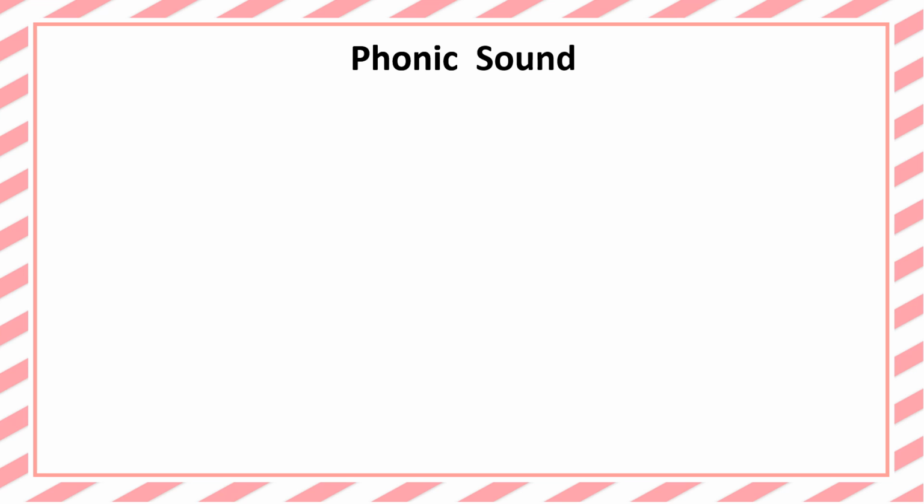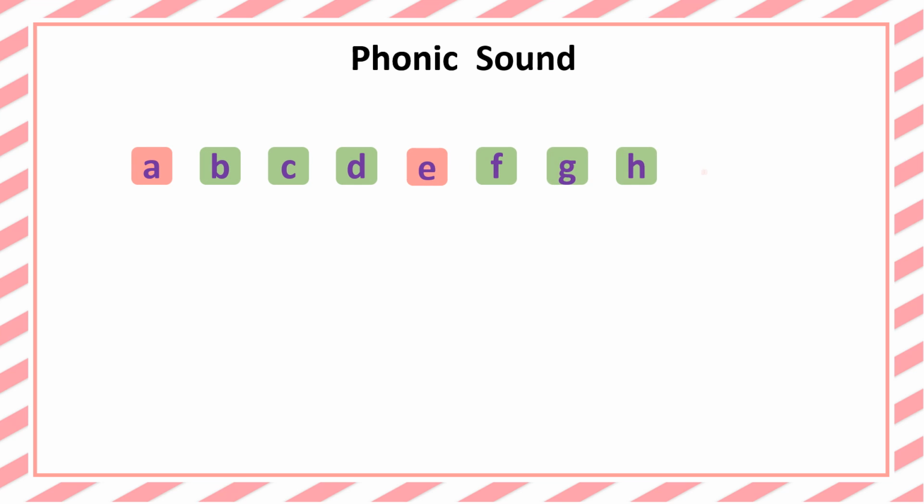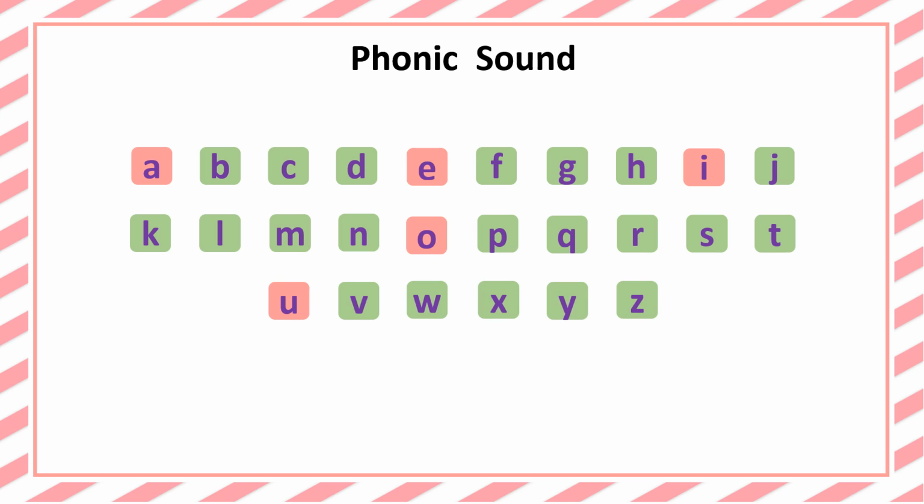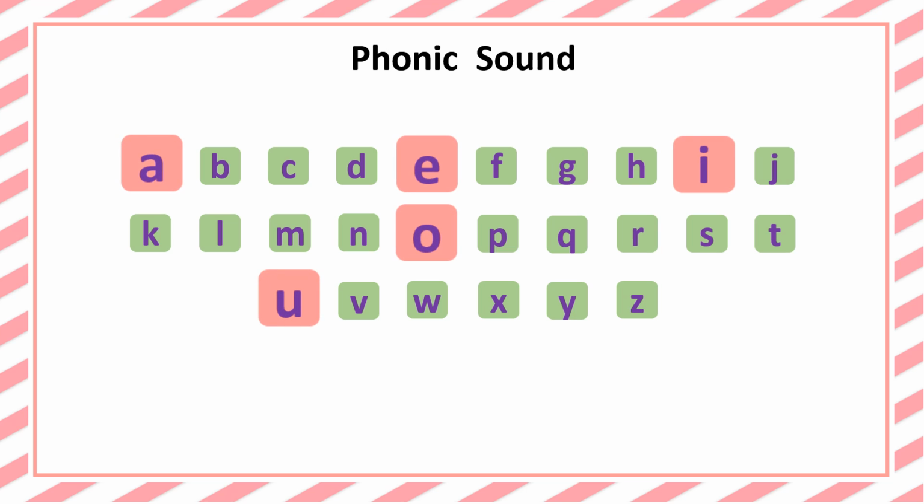Phonic sounds. We can teach these sounds after nursery, as kids are fine-tuned with alphabets. They can easily learn phonic sounds now. A, B, C, D, E, F, G, H, I, J, K, L, M, N, O, P, Q, R, S, T, U, V, W, X, Y, Z. Out of these, we all know A, E, I, O are vowel sounds. A phonic sound video and a quiz based on it are already uploaded. The link for the same is given in the description box.